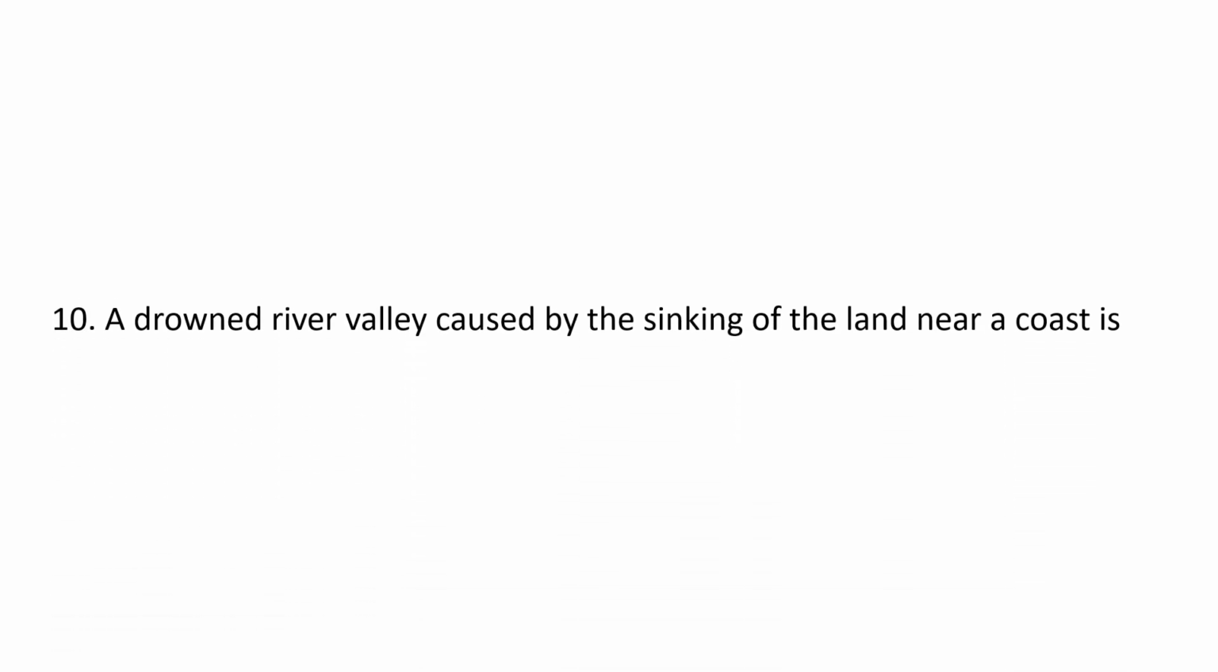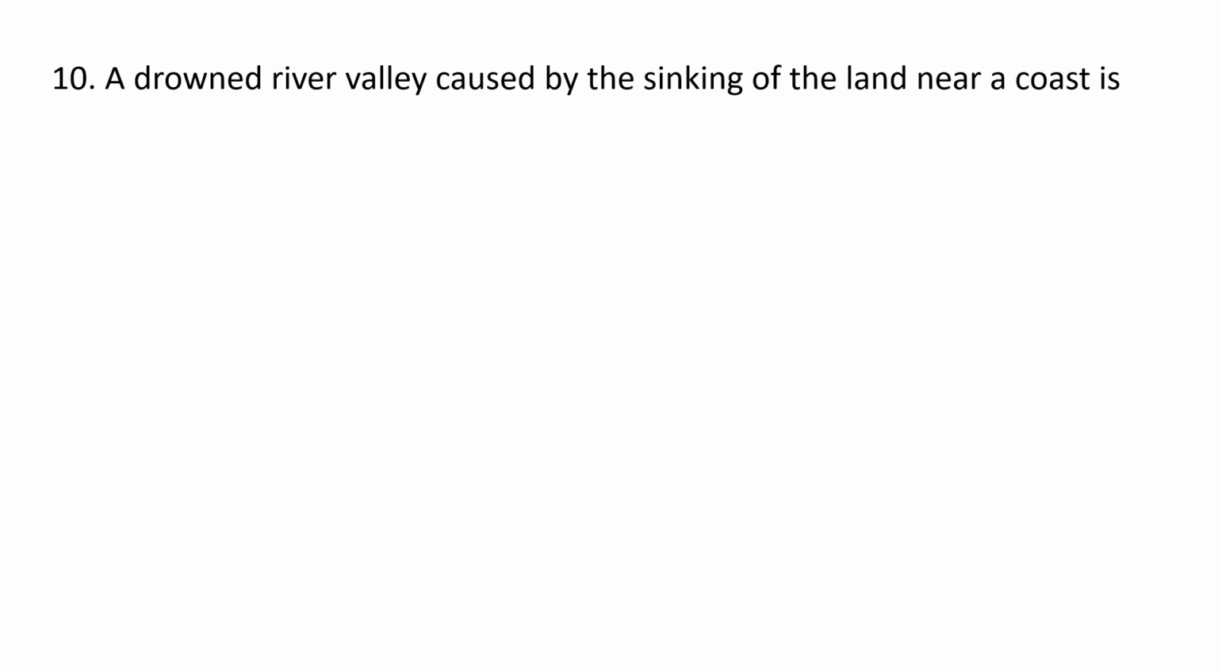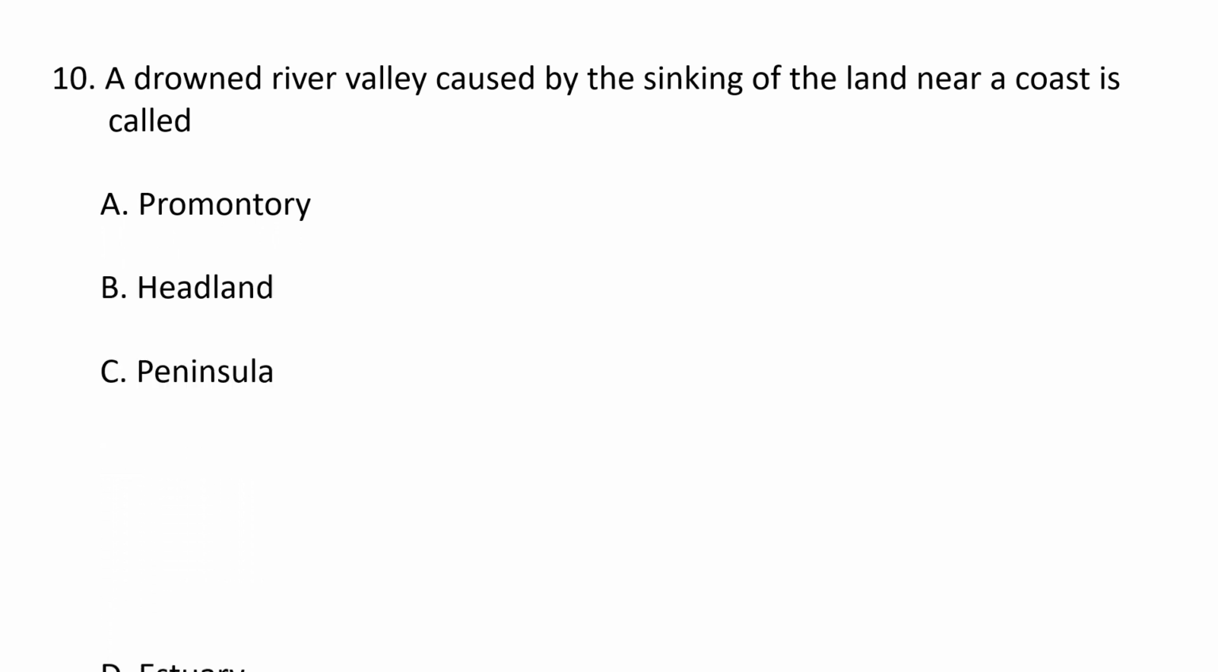Next question. A drowned river valley caused by the sinking of the land near a coast is called: A. promontory, B. headland, C. peninsula, D. estuary. A drowned river valley caused by the sinking of the land near a coast is called an estuary.